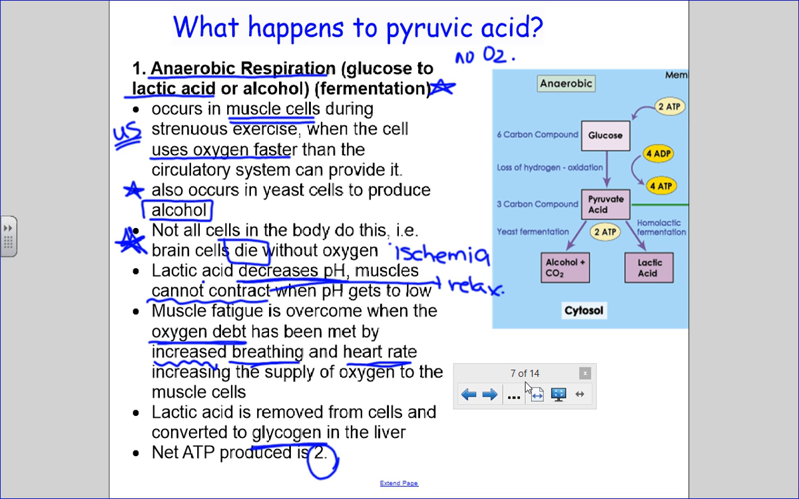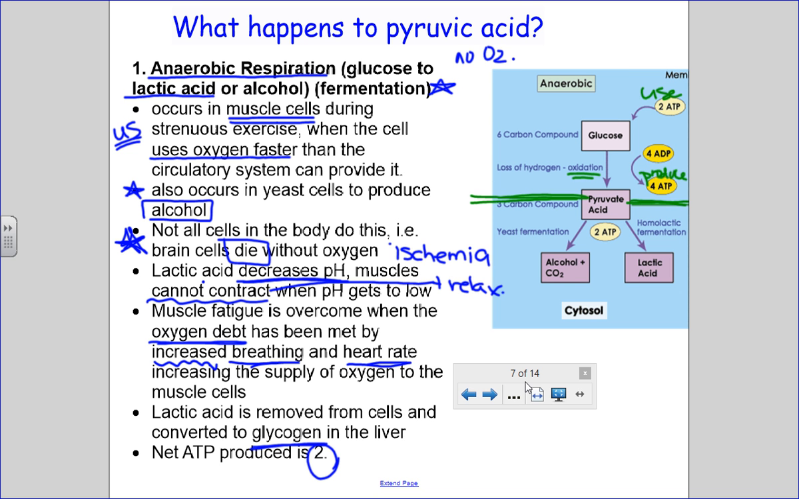So over on the right is a little diagram trying to illustrate how I go from glucose to pyruvic acid to alcohol or lactic acid fermentation. So if you look, this part right here up to the green line, that's all glycolysis. That's the part that we would have already discussed. This sums up that I have to use 2 ATP, and then I produce 4 ATP. It also reminds you that glucose is getting oxidized, so something else must be getting reduced.